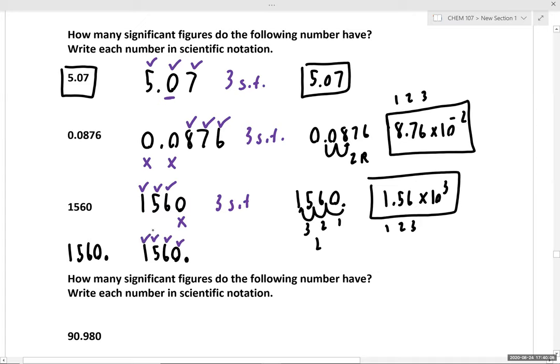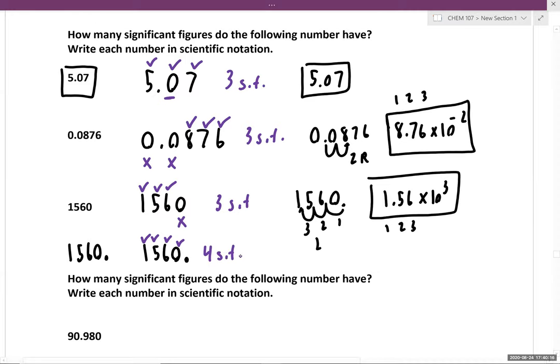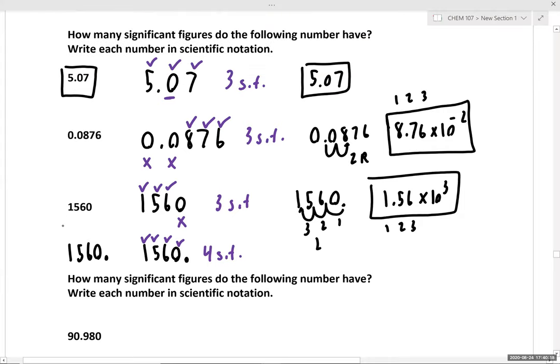So in this case, simply placing a decimal point at the end of our number gives us a number with 4 significant figures. So it's really important that you pay attention because 1,560 is very different than 1,560 with a decimal point at the end. The decimal point determines and can affect whether or not a zero is significant. Do these examples make sense to everyone?